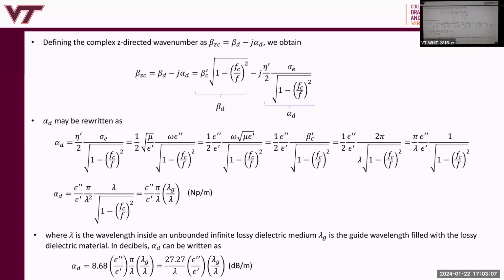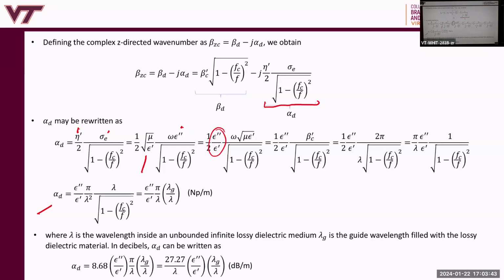All right, so more rewriting. Anyway, you get this expression, right? So let me just tell you. We take this alpha d, which is the expression that we're after, and we rewrite eta prime as square root of mu over epsilon. And then we have omega epsilon double prime for sigma, right? Okay. The reason we wanted to do that is we wanted this term. I don't know if you've recognized that, but that's tan delta, the loss tangent.